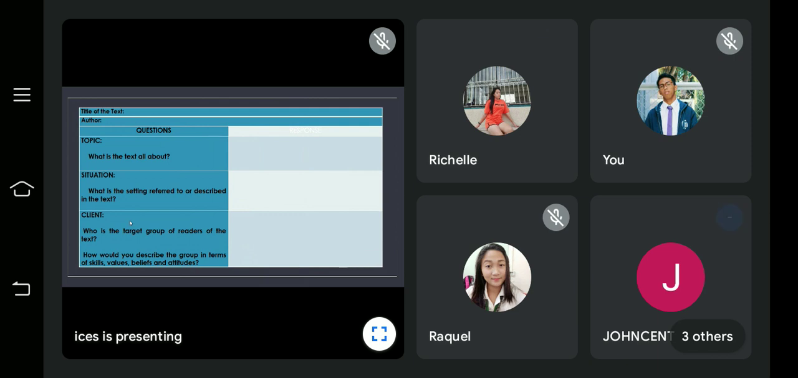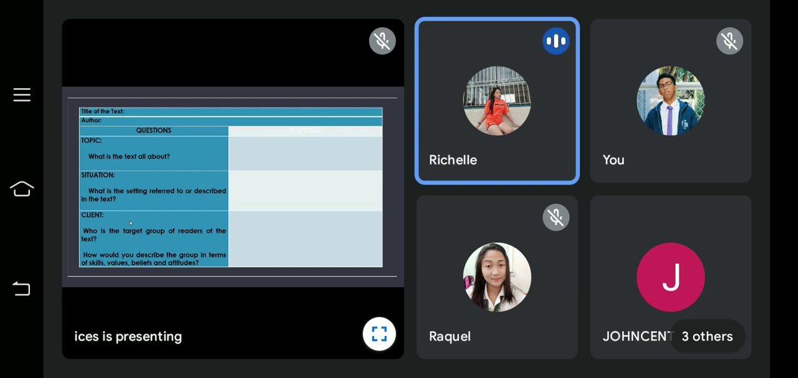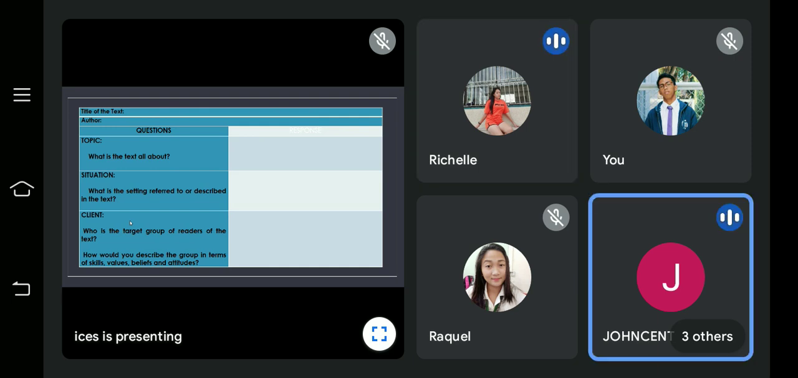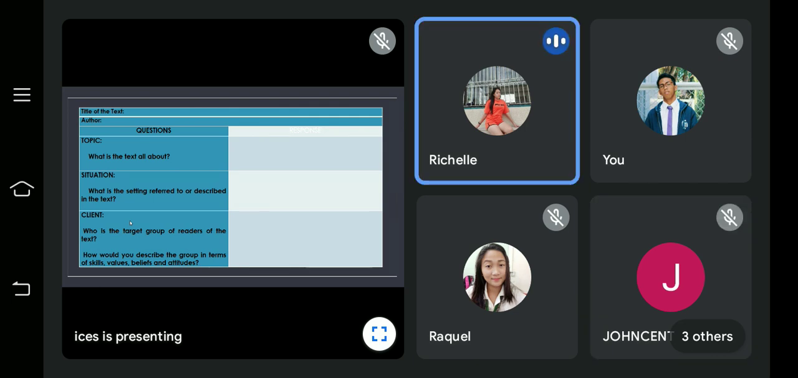For the situation, what is the setting referred to or described in the text? So if it is all about education, probably the setting is in the field of education. It's in the classroom or the... Yes, Mr. Dutailo. I think Mr. Dutailo is having a broken connection. So, can someone answer?